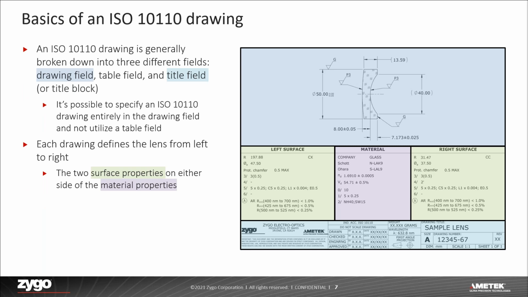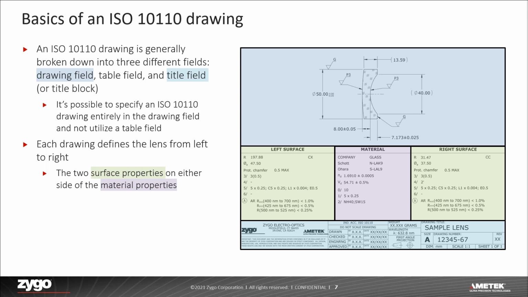Breaking down an ISO 10110 drawing can effectively be done in three different areas. The drawing field up top is where the view of the optical component or system is shown along with any dimensions or tolerances. The middle field shown is a table field. The table field is a way to neatly provide information for each optical surface or component with minimal confusion.